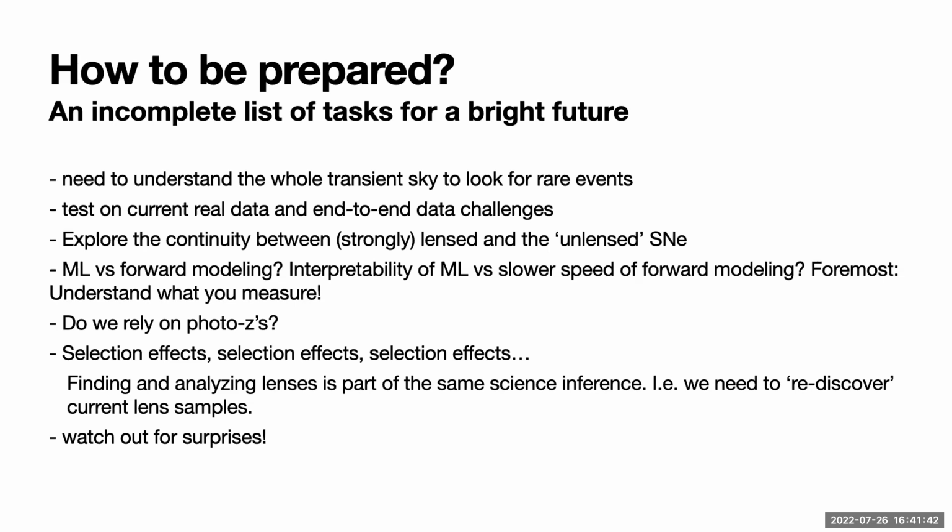Then what we heard a lot is machine learning versus forward modeling, and interpretability of machine learning versus slower speed of forward modeling. And for me, foremost is understand what we measure. So if we go to very large samples, we get a lot of precise information, but what are we actually measuring, what is extracted? And I caution in that sense a bit the machine learning. I'm super excited, but also want to see a push in that direction. Then, I'm not sure it's been mentioned, but I think it's common to be mentioned. Do we rely on photo-zs or most, or can we find spectra for a lot of aspects?